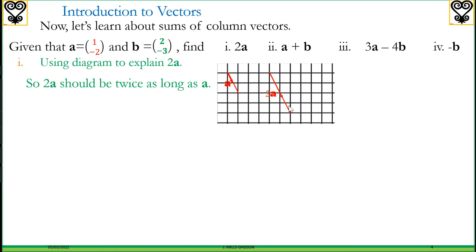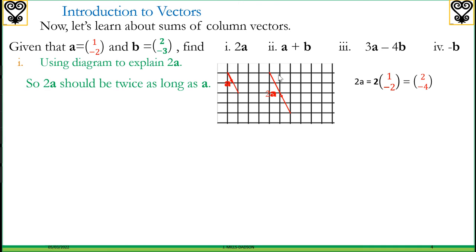If we check the column vector for this, you realize that it's 2 to the right and 1, 2, 3, 4 downwards. So it means that it's simply multiplying each of the components by 2. The components are 1 and -2. If you multiply each by 2, we get 2, -4.